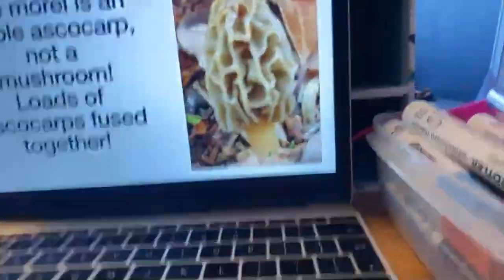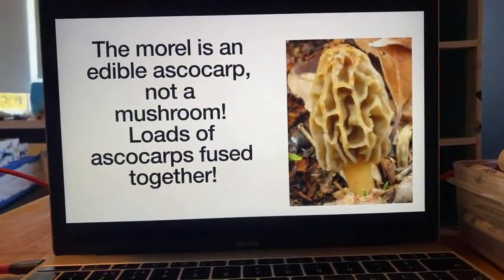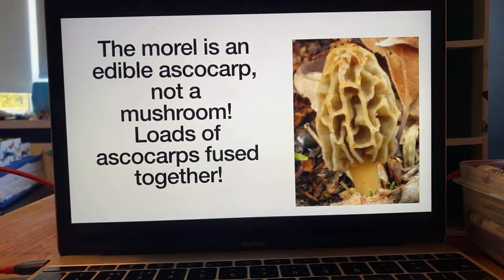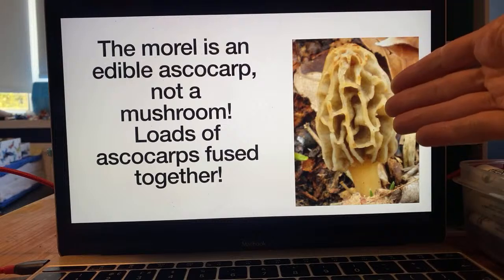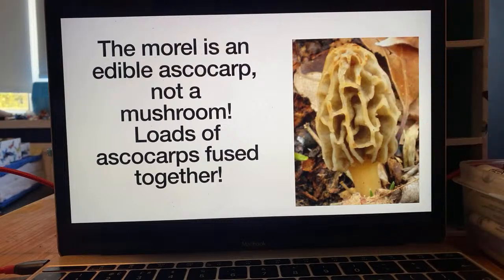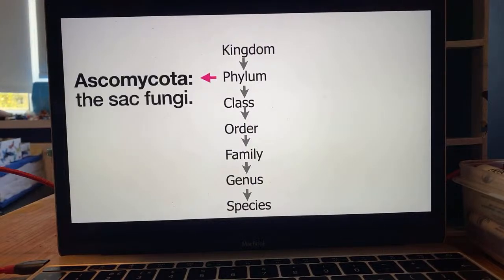This bit's for people who like to correct things on things that don't matter. If you've heard of morel mushrooms, turns out it's not a mushroom. I know. It's loads of ascocarps all fused together. Totally obvious now, isn't it? Makes perfect sense. I feel like such a fool for calling that thing a mushroom. Right, let's move on. So that's Ascomycota, thoroughly covered.